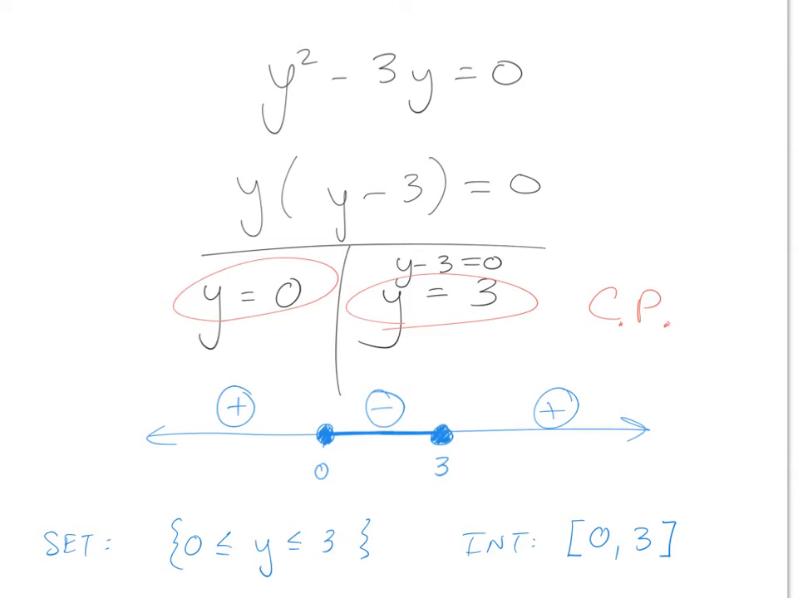Go to Y1. Type in the original function. Forget that it's an inequality, please. Just graph the original. Oh, sorry. Use x. I apologize. Y equals x squared minus 3x.